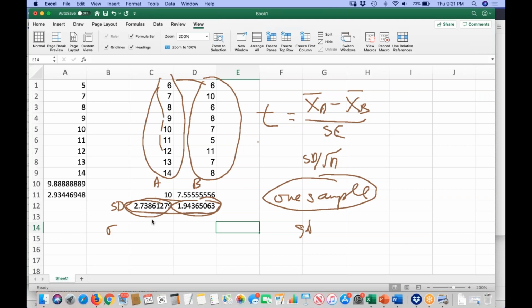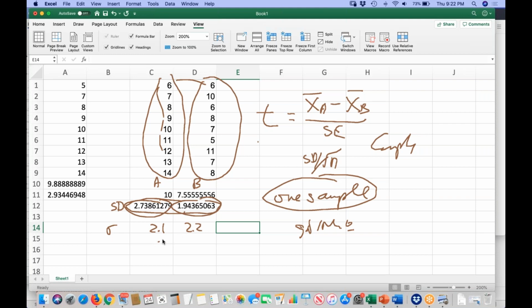Well, that seems rational if they're close. If this one was 2.1 and this one was 2.2, they're not that far apart, but they're not close either. So I may say to myself, well, I really can't just combine them. Maybe I can make a weighted average of the two. Maybe there's some other way I can handle it. It gets complicated. Single sample, simple. Two samples, a little bit more complicated, right?